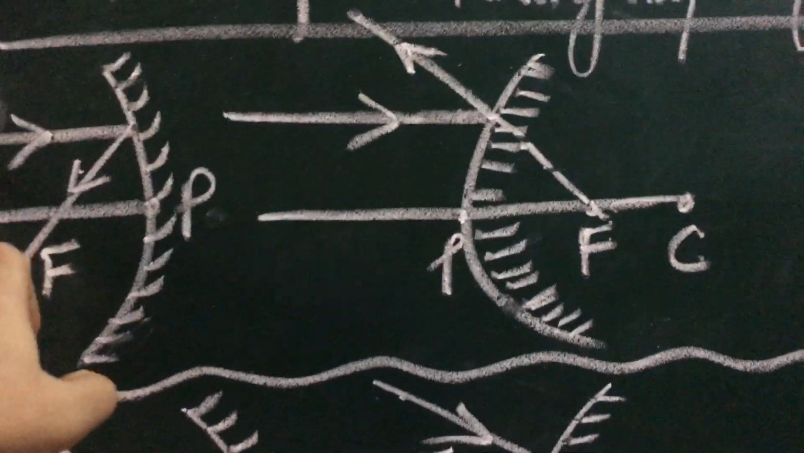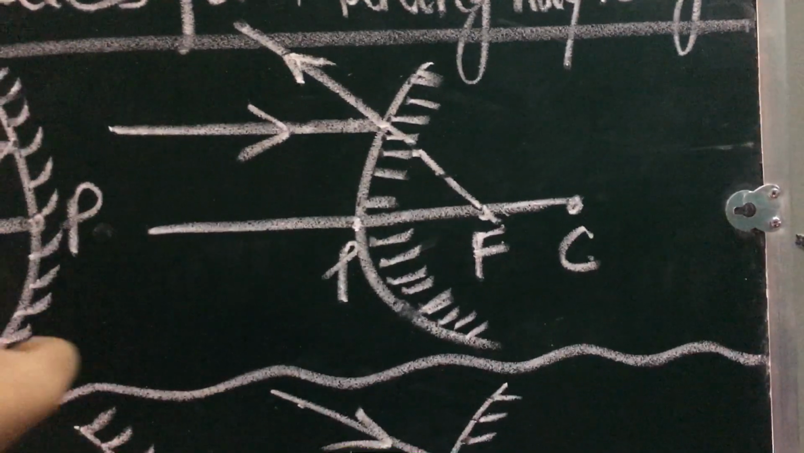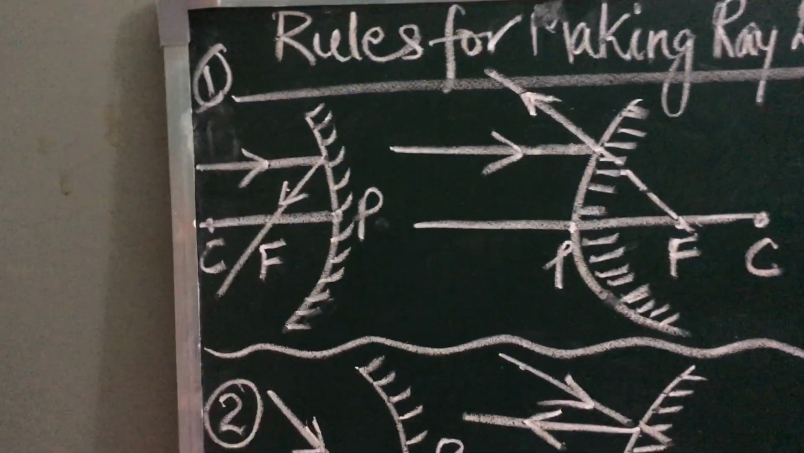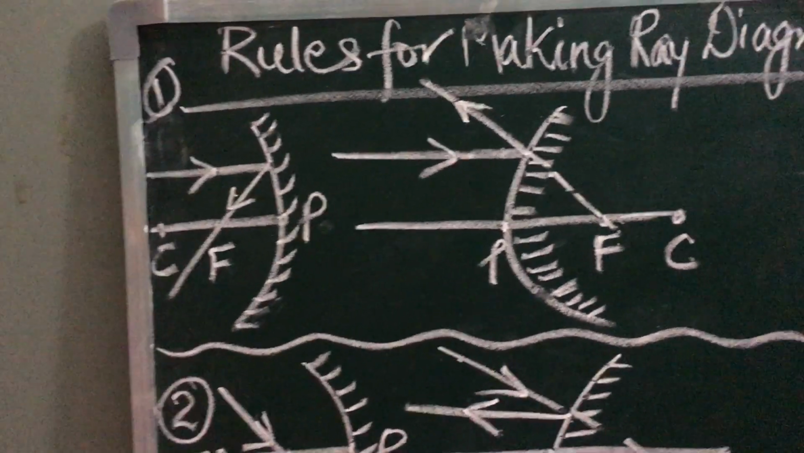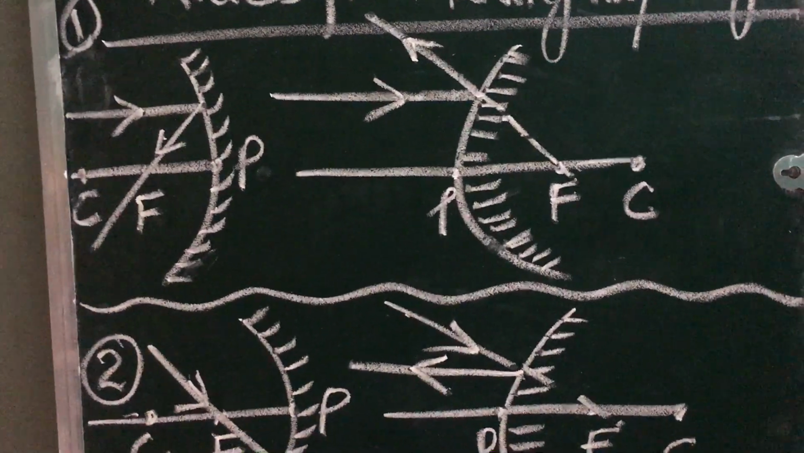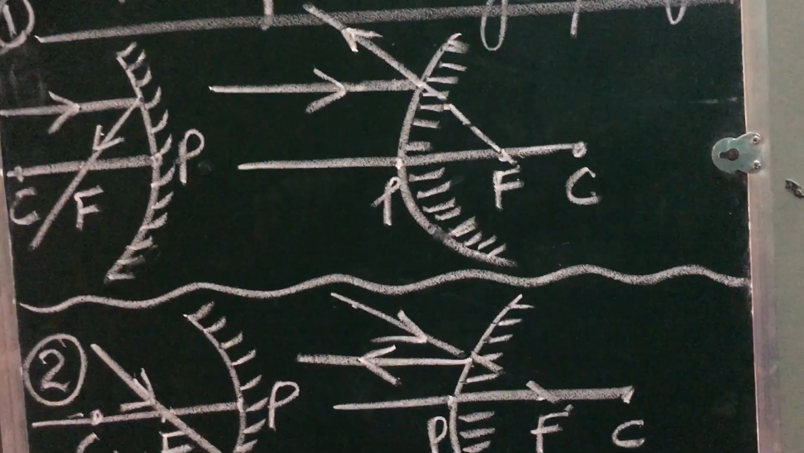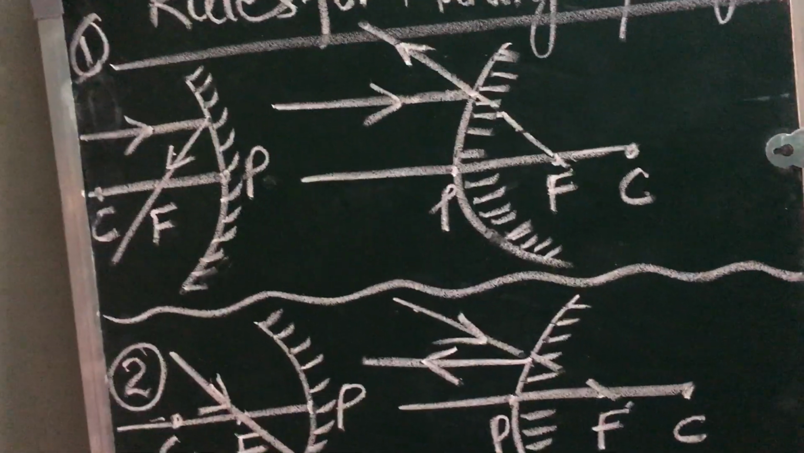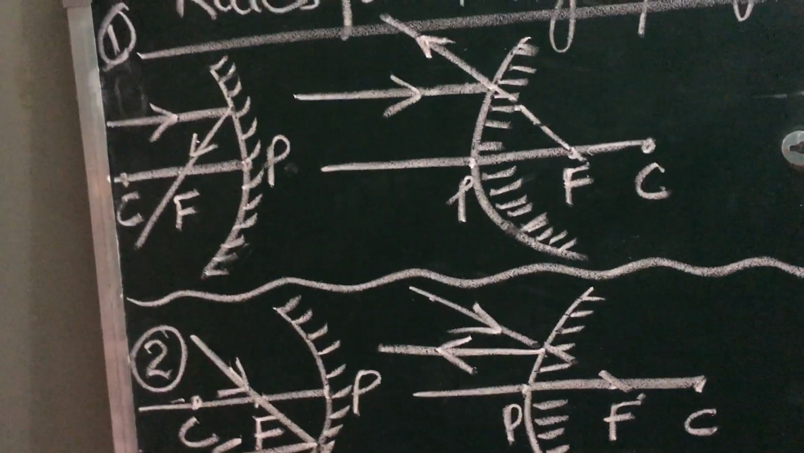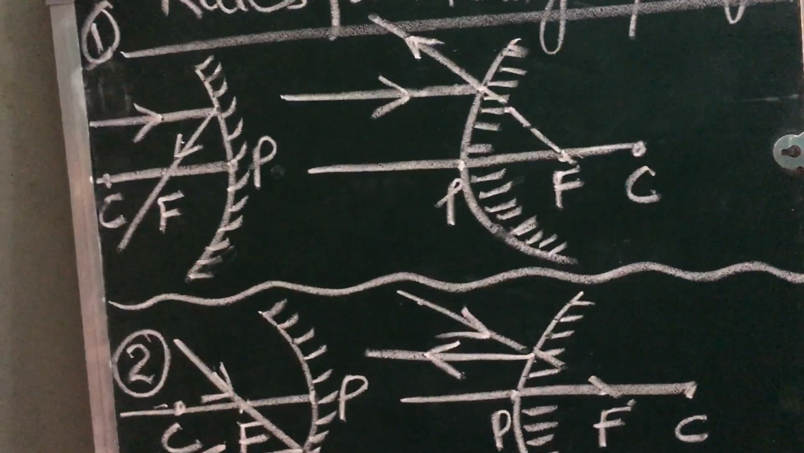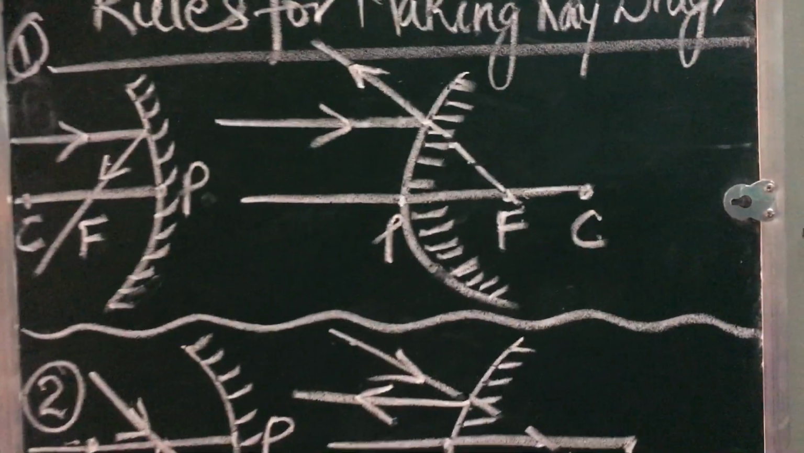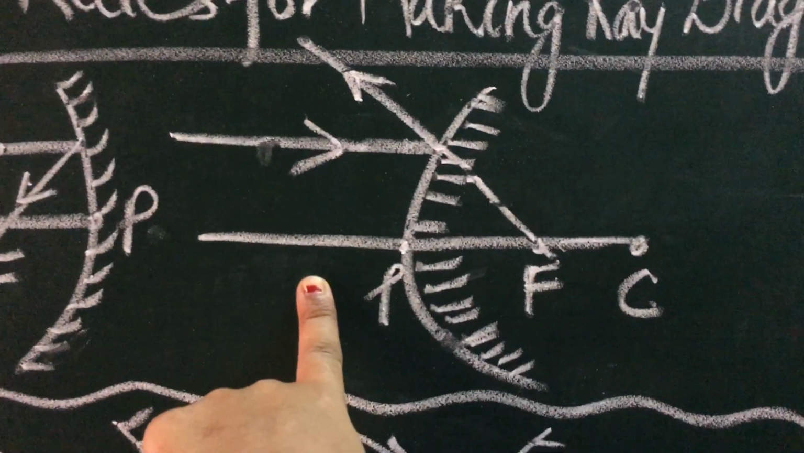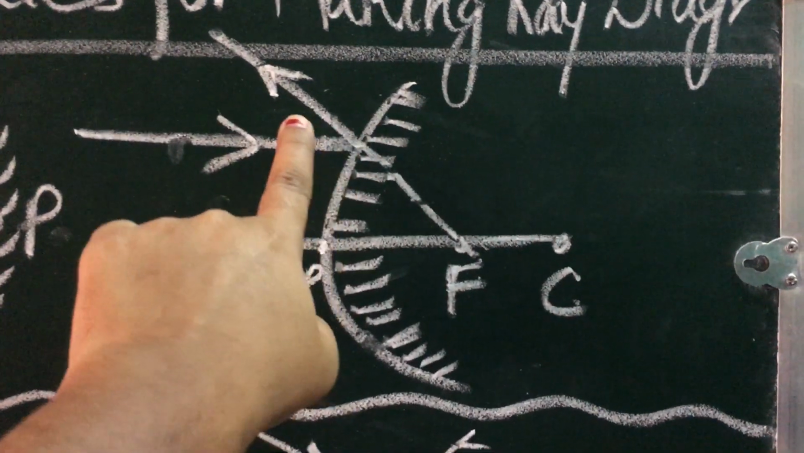See, if an incident ray falls on the concave mirror parallel to the principal axis, then how will the reflected ray go? The reflected ray will always pass through the focus. Always keep it in mind, if an incident ray is passing parallel to the principal axis, then the reflected ray will pass through the focus. Same way in convex mirror you can see the incident ray is parallel to the principal axis, so the reflected ray will pass through the focus.